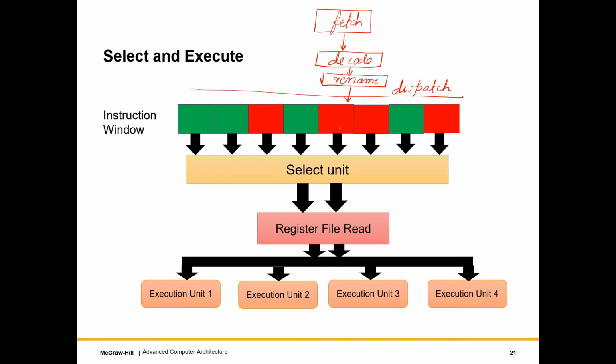So these instructions are waiting for one or both of their operands to be ready. Out of these green instructions, well, all of them we can execute, but let's say that we have two adders and all four of them are add instructions. We can only execute two out of these four. So let's say they are these two. So these two instructions essentially get selected. So we have a select unit. It selects these two instructions.